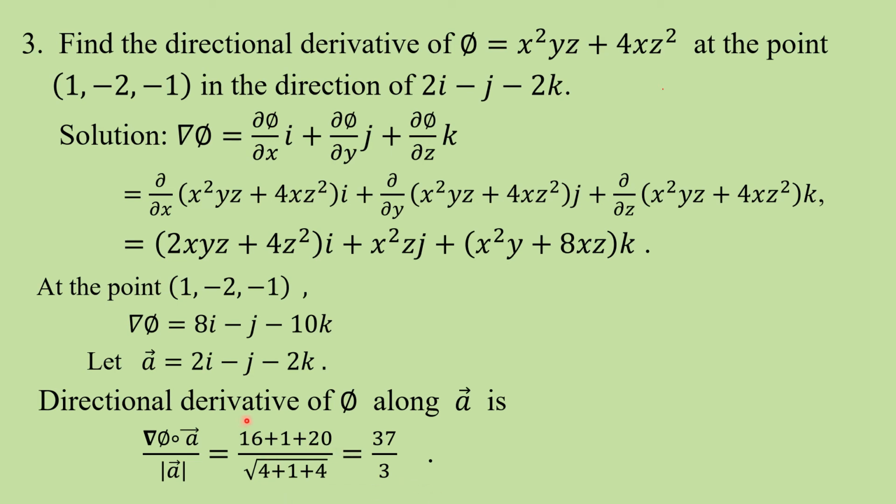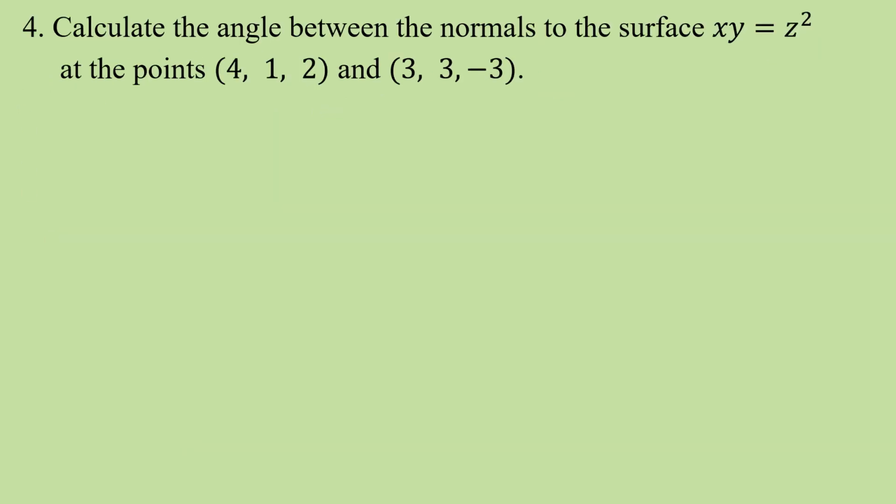So the directional derivative of phi along the given vector a is 37 by 3. This is problem number 4. Calculate the angle between the normals to the surface xy equal to z square at the points (4, 1, 2) and (3, 3, -3). That means we need to find the angle between the gradients of the surface.